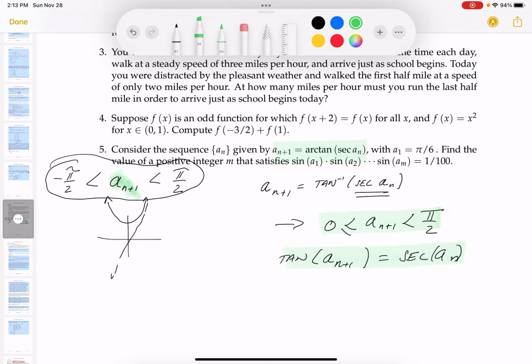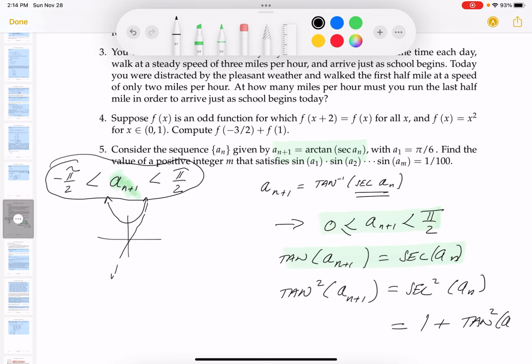I guess I could square both sides, right? And again, this could be a complete dead end. Secant squared AN. All right, let's keep thinking. Well, I think I know something about secant, right? The secant squared is the same thing as 1 plus tangent squared AN.